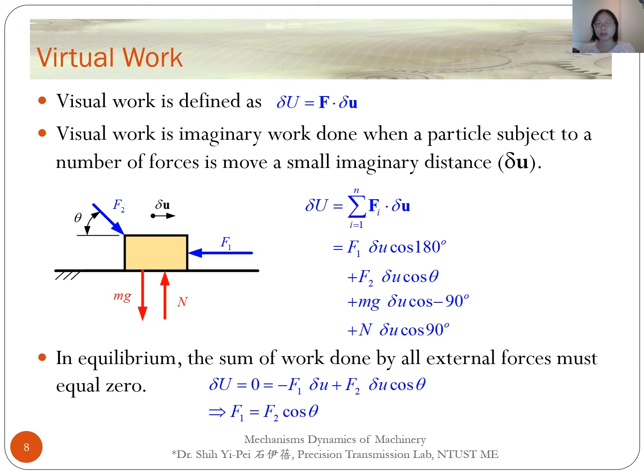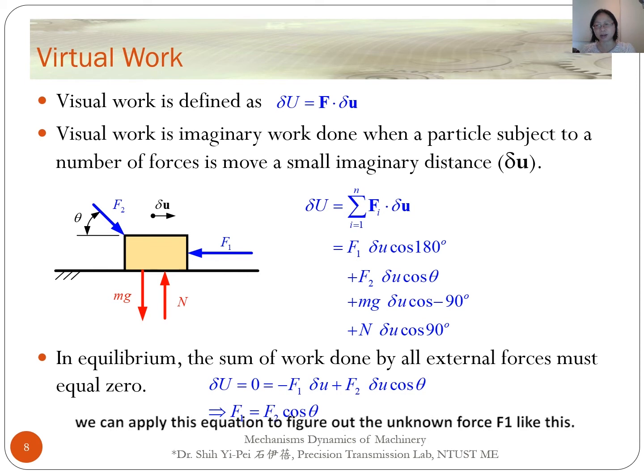When the object is in equilibrium, total work done by all the forces is equal to 0. So if F2 is given, we can apply this equation to figure out the unknown force F1 like this.